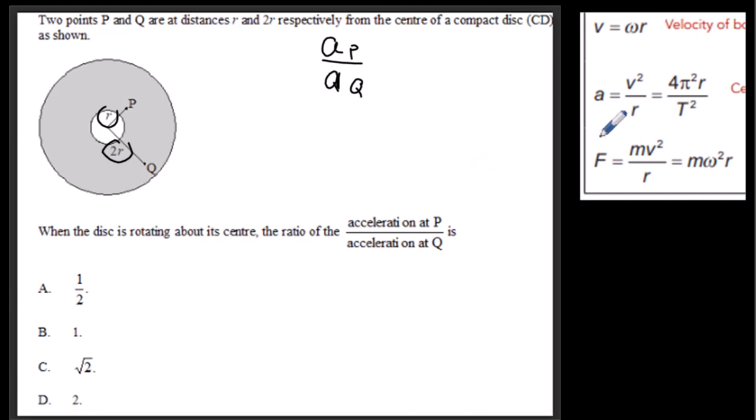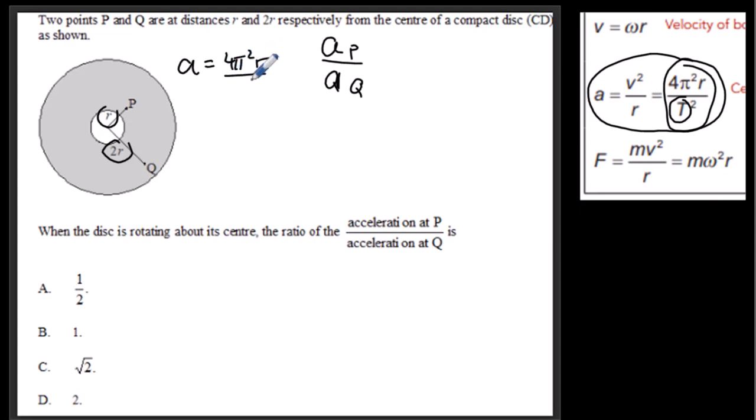So when we go to the data booklet, we get these equations here. And if you think about it for a little bit, the period here has got to be the same for both P and Q. It doesn't change. So that's going to be a better equation to use. That is A equals 4 pi squared R all over T squared is better to use. Otherwise, we have to take into account that they have different velocities.